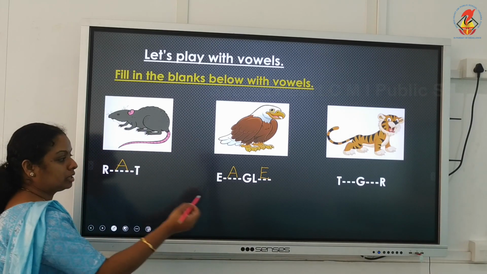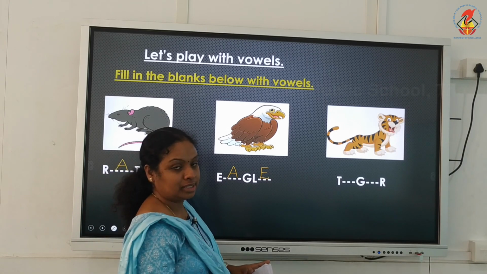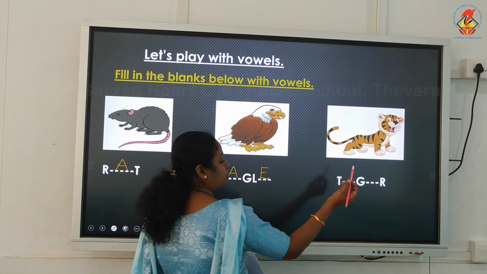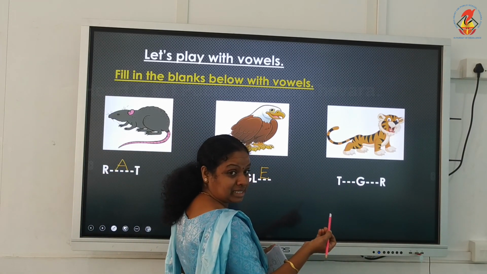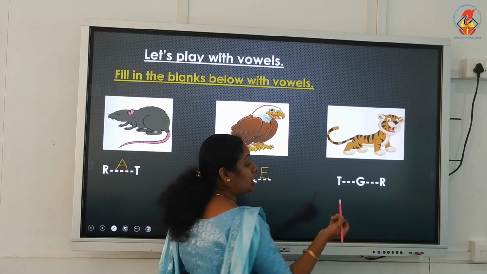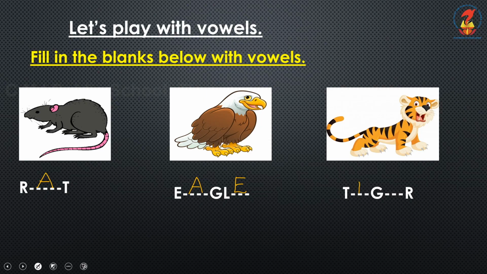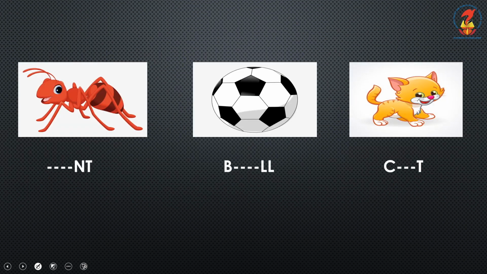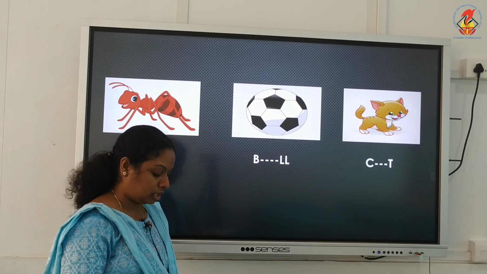Okay, and the third one is tiger, isn't it children? Okay, what you have to do children? You just write the missing letters of the word tiger. Which are they? After T, I, isn't it? I, G, E, R, tiger. Okay, and the last, the three words are given.